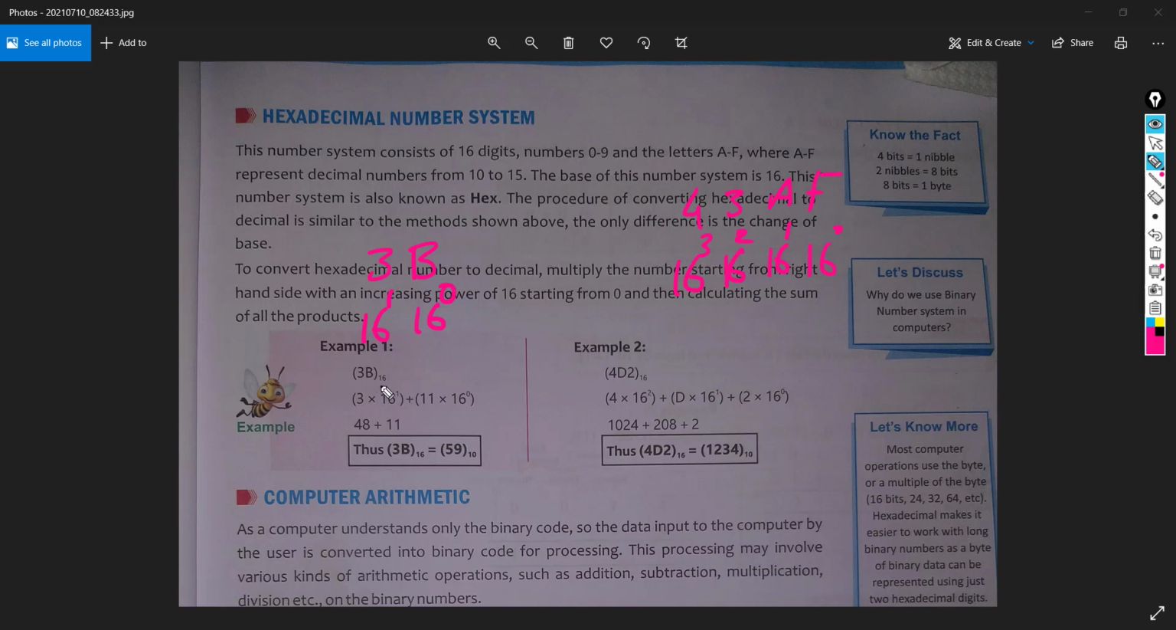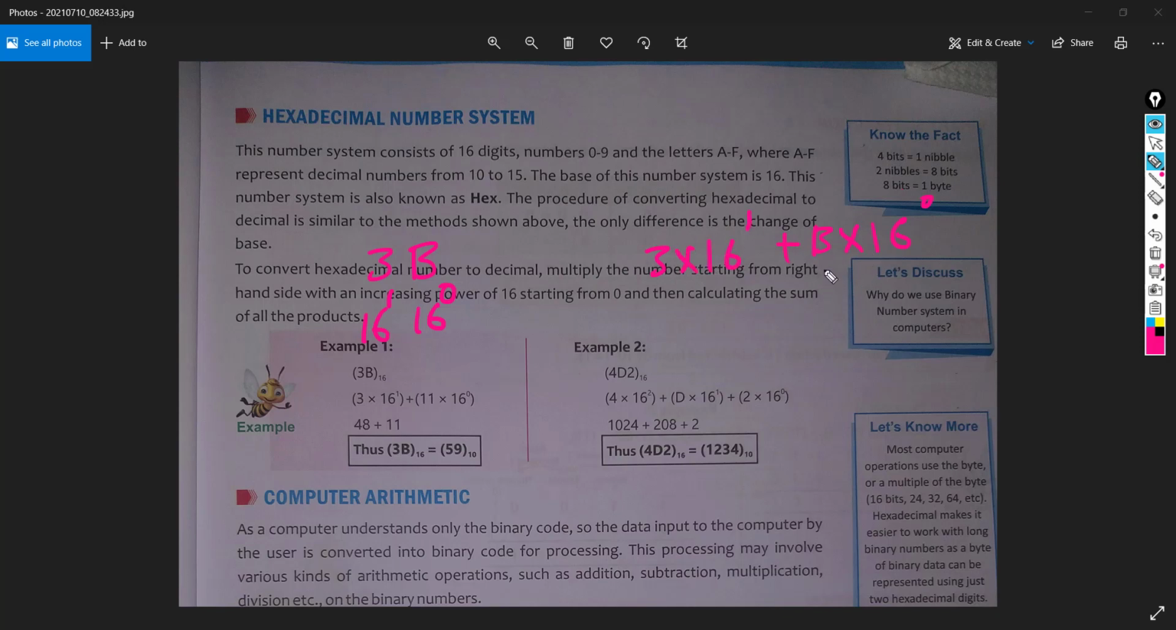Then let's convert this hexadecimal 3B into its corresponding decimal number. So we can write here: B multiplied by its positional value, which is 16 raised to 0. We take the LSD, the rightmost digit, which is B. Then we take the next one, which is 3 into 16 raised to 1.